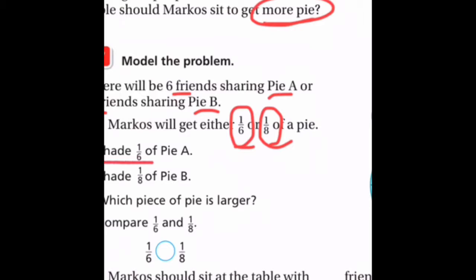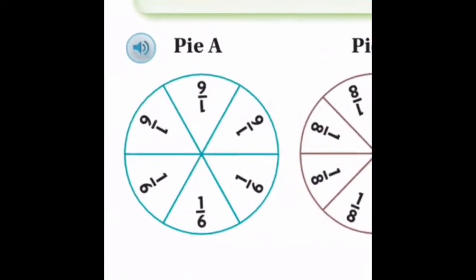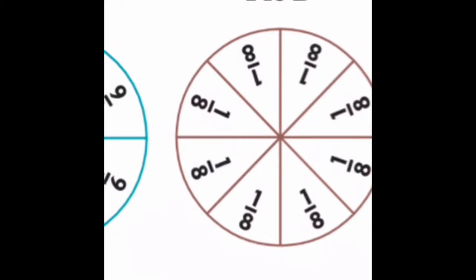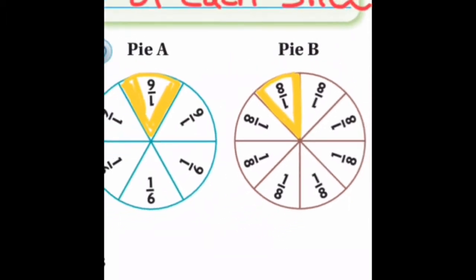First thing we're going to do, shade 1/6 of pie A. Okay, shading 1/6 pie A. That's it right there. And I can color in a little bit. There we go. And then we also need to do the same for pie B. Coloring or shading in 1/8 because he gets 1 slice, right? So he gets 1 slice of this. Then we look at which slice is bigger, and pie A, he gets a bigger slice.